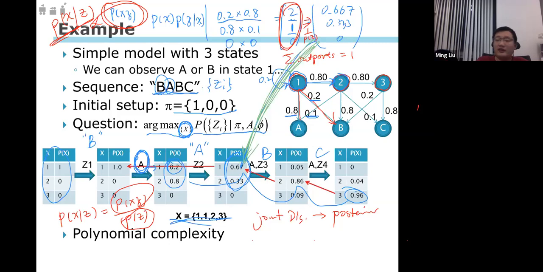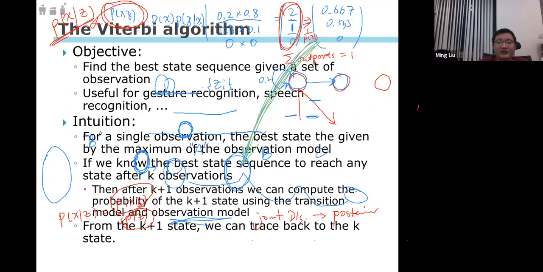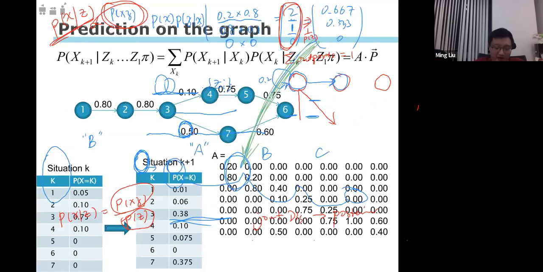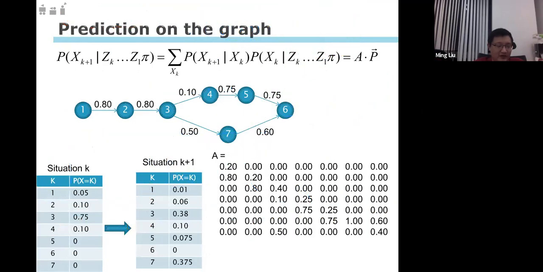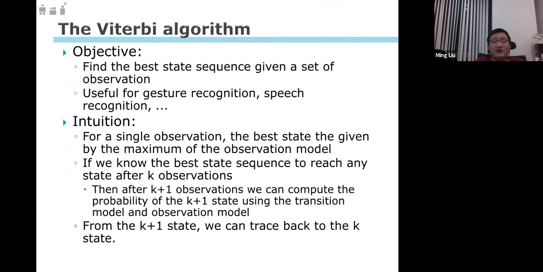That's another example. So from this example, up to now, on the previous page we introduced the prediction over the graph. Now on this page we introduce the Viterbi algorithm.